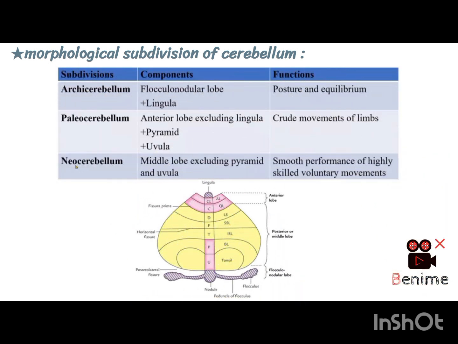Number 1, archicerebellum or vestibulocerebellum. Number 2, paleocerebellum or spinocerebellum. And number 3, neocerebellum or pontocerebellum.